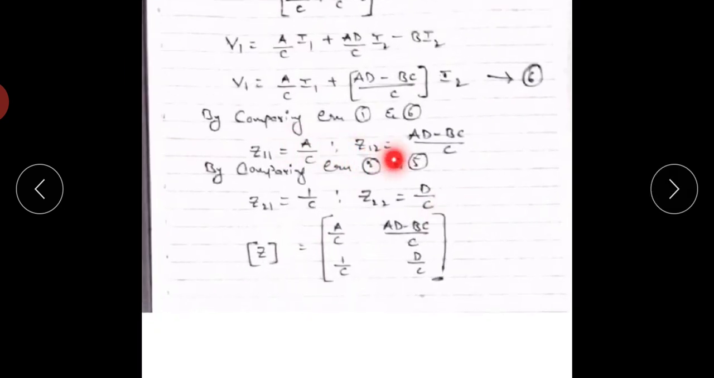Now by comparing equations 1 and 6, we can write Z11 equals A by C, Z12 equals AD minus BC by C. Similarly, we already determined Z21 and Z22. So finally, the Z parameter matrix in terms of ABCD parameters: Z11 equals A by C, Z12 equals AD minus BC by C, Z21 equals 1 by C, Z22 equals D by C.